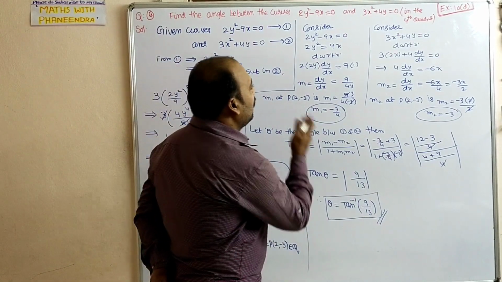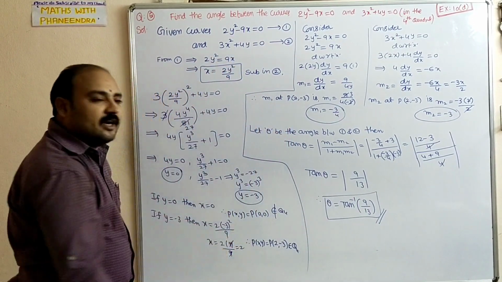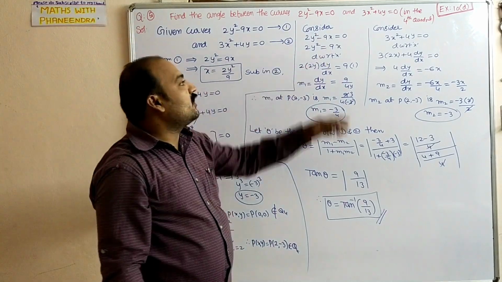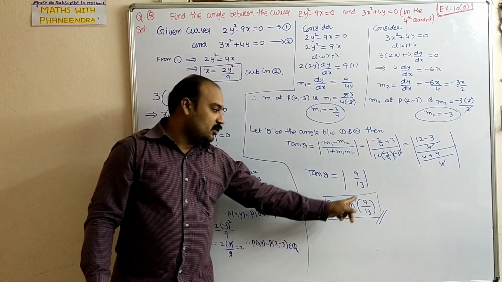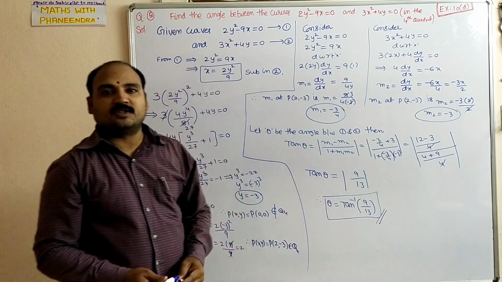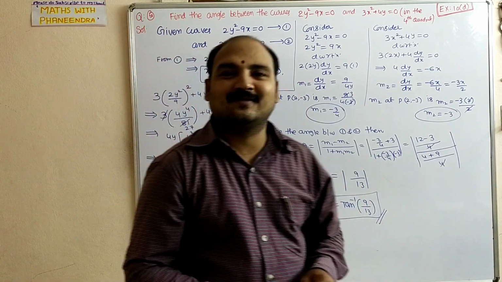Similarly, so not similarly, why? Because we have only one possibility. Therefore, the angle between the given curves at the point which belongs to the fourth quadrant is theta equal to tan inverse of 9 by 13. We will move to the next question.